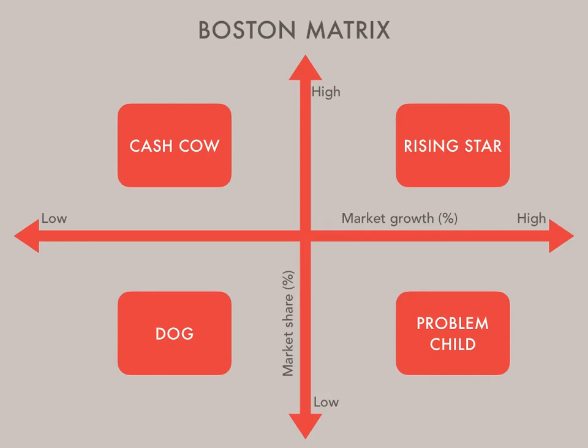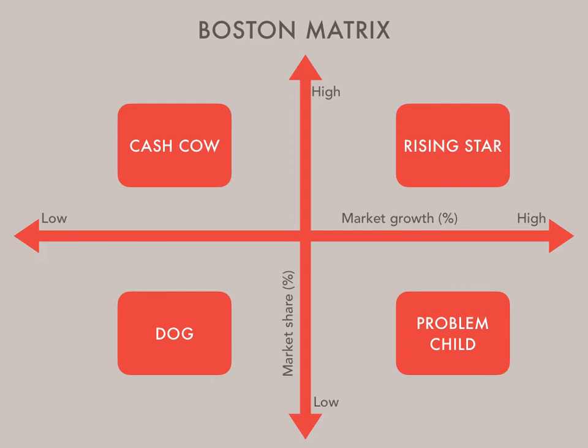The cola drinks market isn't particularly growing, but Coca-Cola are by far and away the dominant product in that market. If you move over to the top right, you've got rising stars. These are products where the market itself is growing quite rapidly and your company has a high share of that market. So that's quite a nice place to be in. It means your market is getting bigger and bigger, so there's more and more potential customers. And within that market, you're actually quite a dominant product.